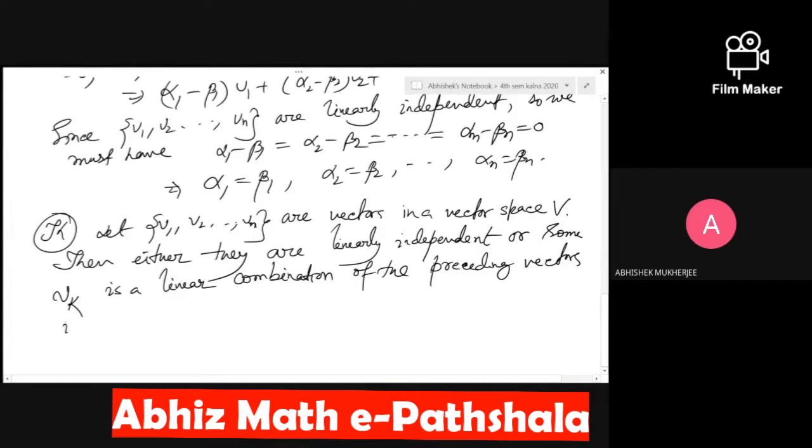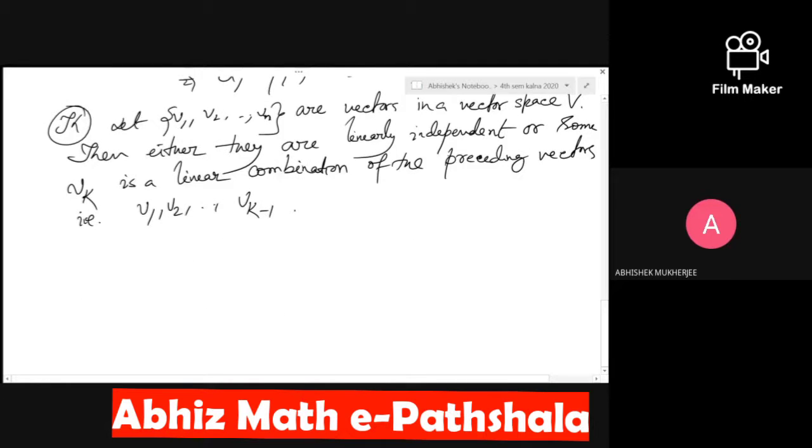That is V1, V2, Vk minus 1. So either the vectors are linearly independent or some vector Vk can be expressed as a linear combination of the preceding vectors. That means the vectors which are coming before Vk, that is V1, V2, Vk minus 1. So why does such thing happen?